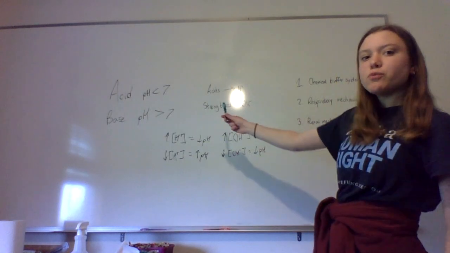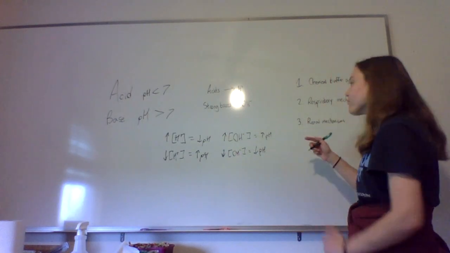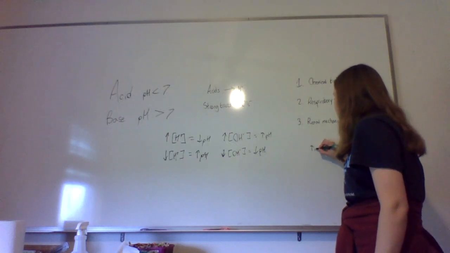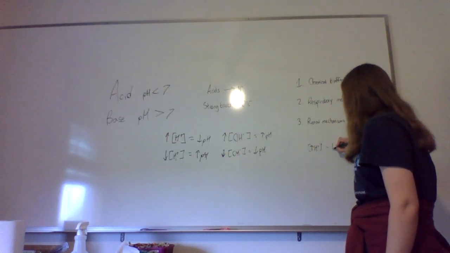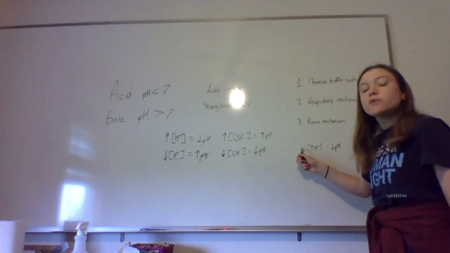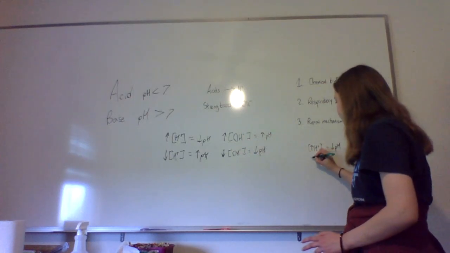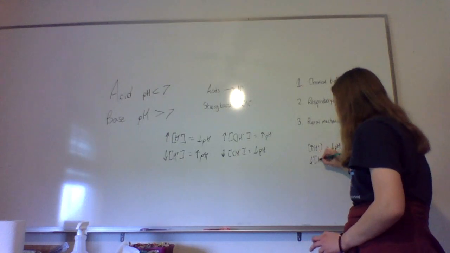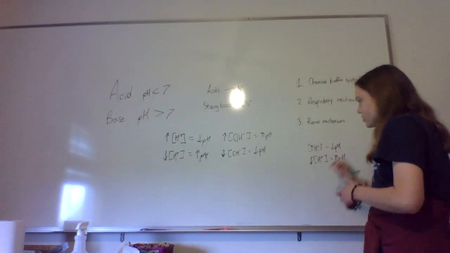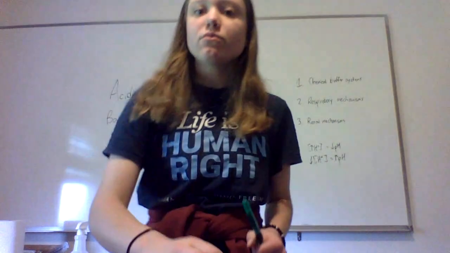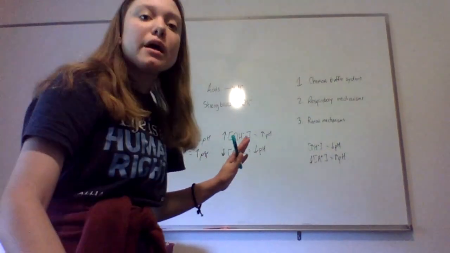So high H plus concentration equals low pH. Really, we'll be dealing mostly with hydrogen, so I might just only repeat that. Low hydrogen concentration equals high pH. Alrighty, I will just erase that part and be back in a minute to explain the first one, chemical buffer systems.